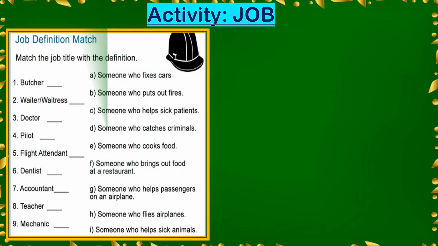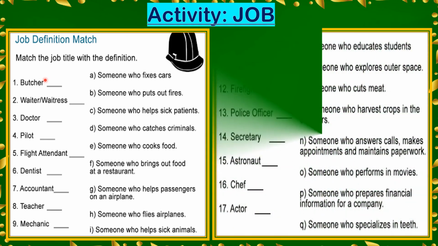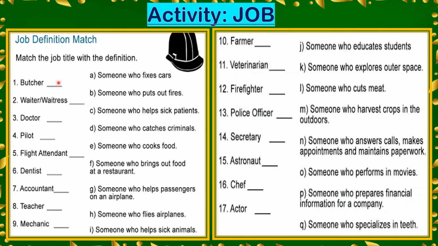Now, class, for your activity, which is job, all you have to do is job definition match. Match the job title with the definition. Look at the words on the left side and look at the phrases or sentences at the right side, and you are going to match by simply writing the correct letter on the underline. Good luck, everyone!